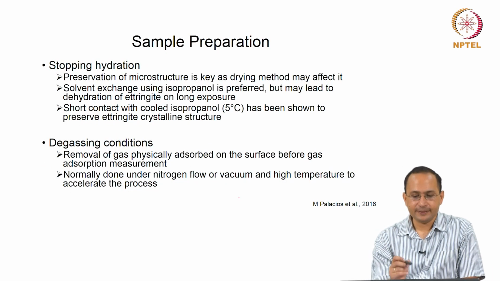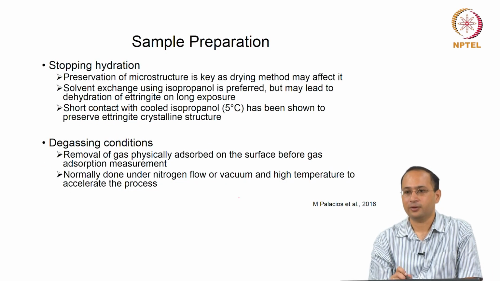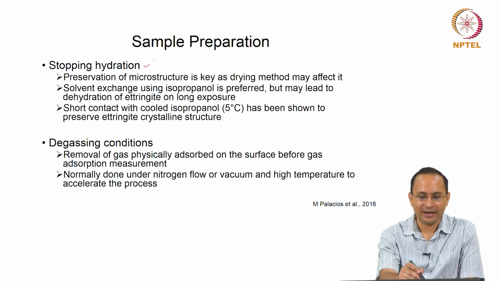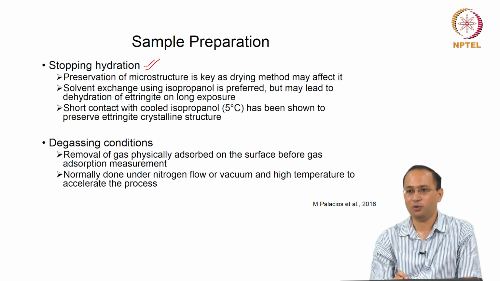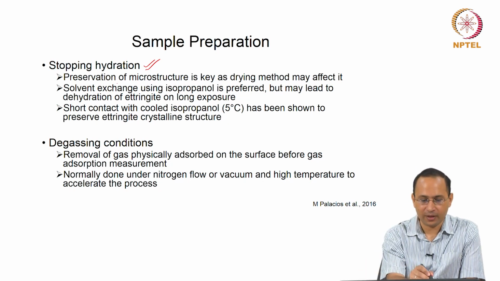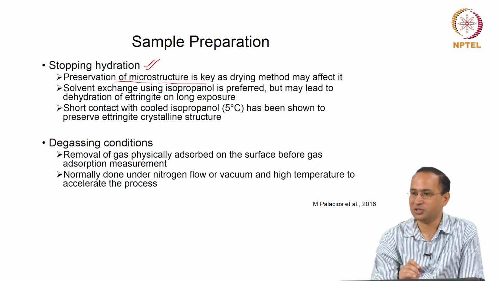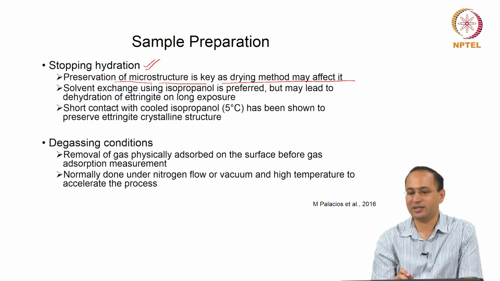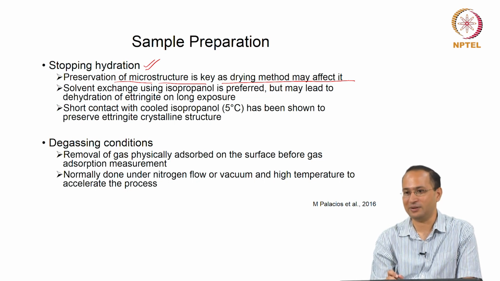So, very important is how to prepare the sample for this. First of all, we have already talked about stopping hydration. How do we stop hydration? There are ways, and you have to follow a way which can preserve the microstructure. Preserving microstructure is key, as the drying method may affect it. When you dry things, it will affect your microstructure. If your microstructure changes, it will change your surface properties.